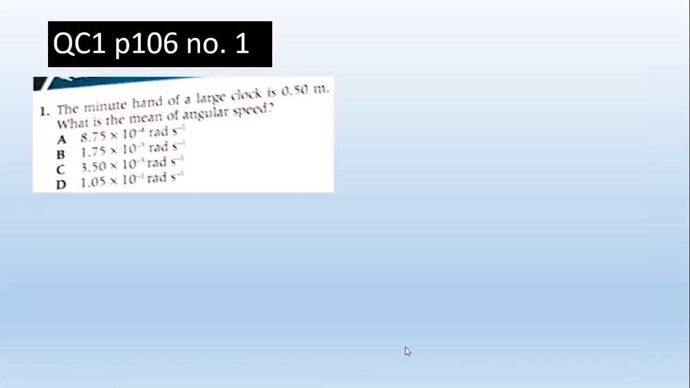Okay, what's the answer for this one? v equals to r omega.